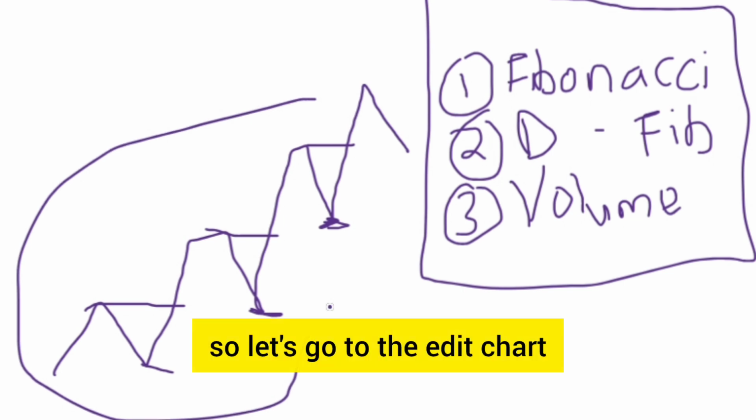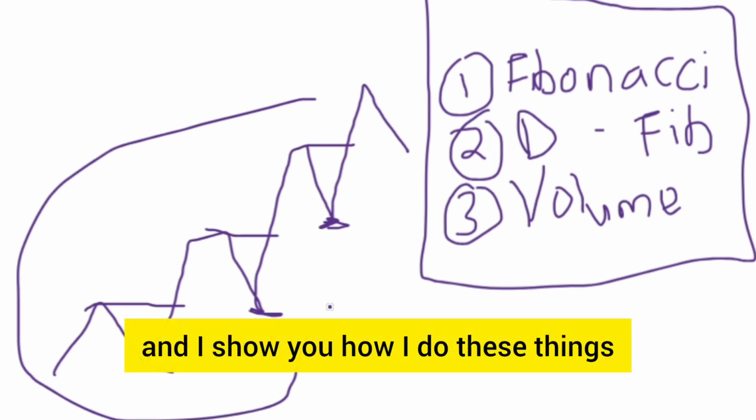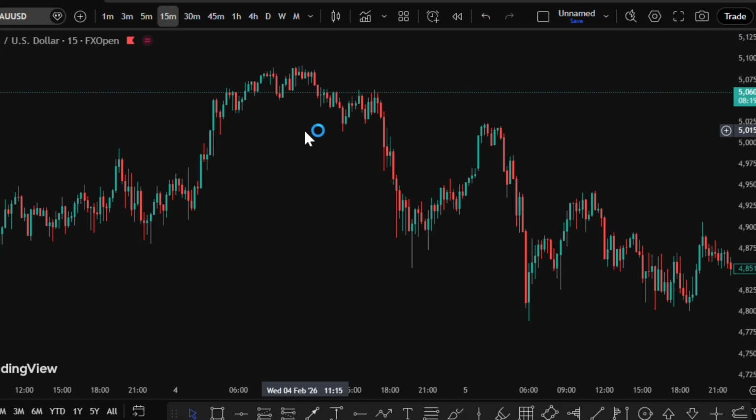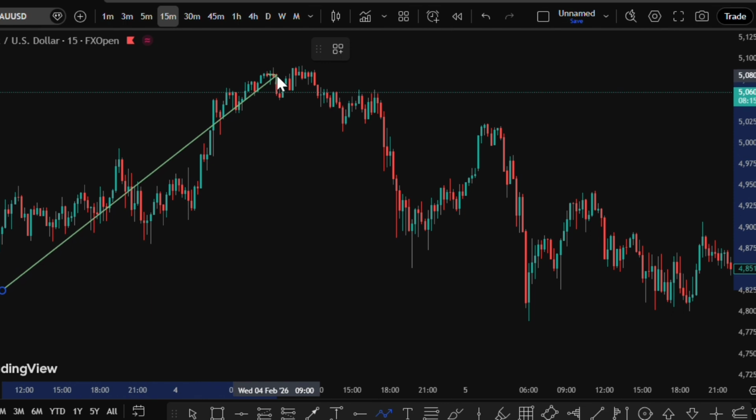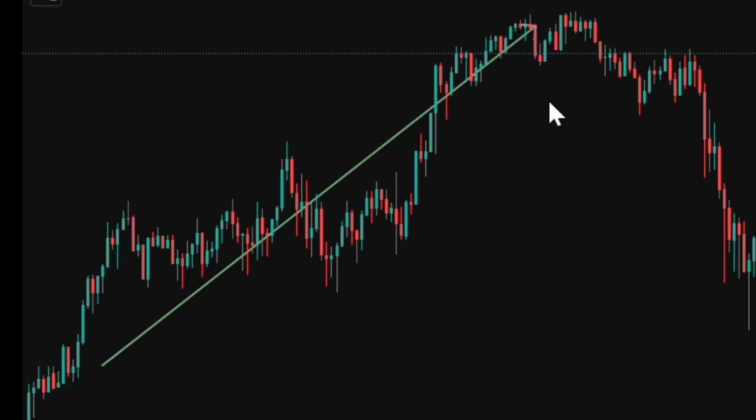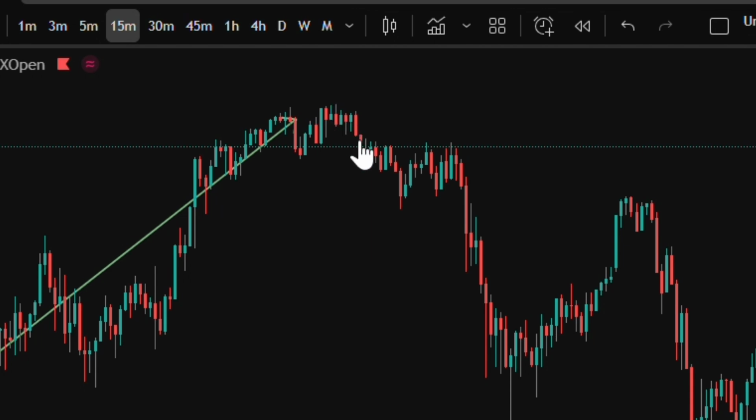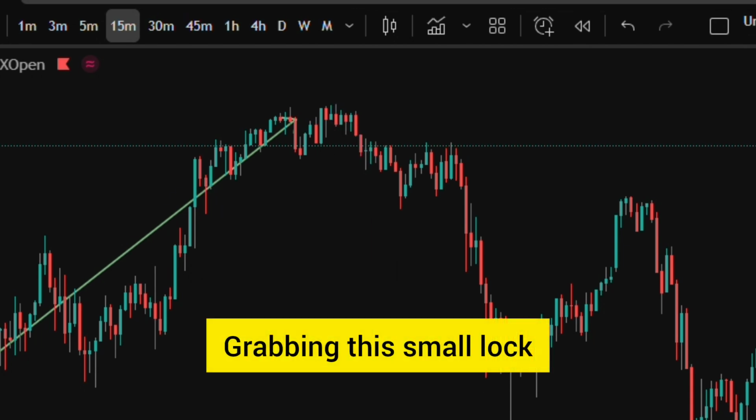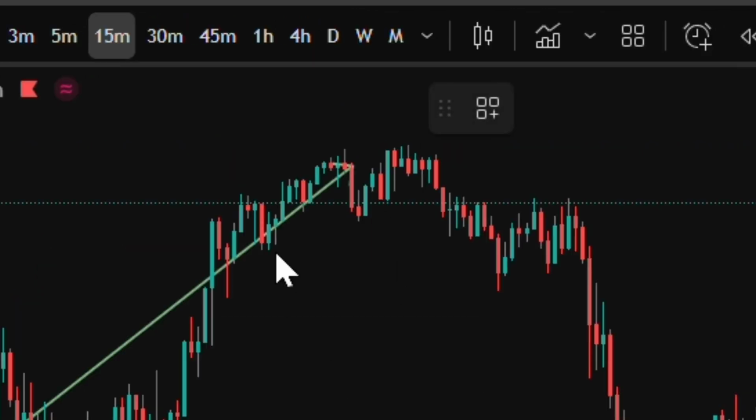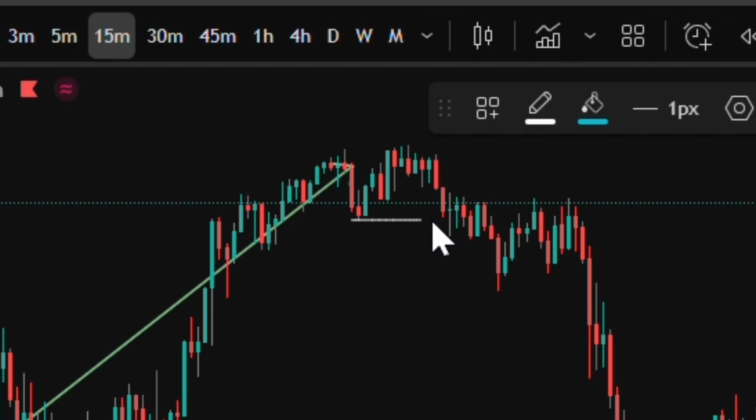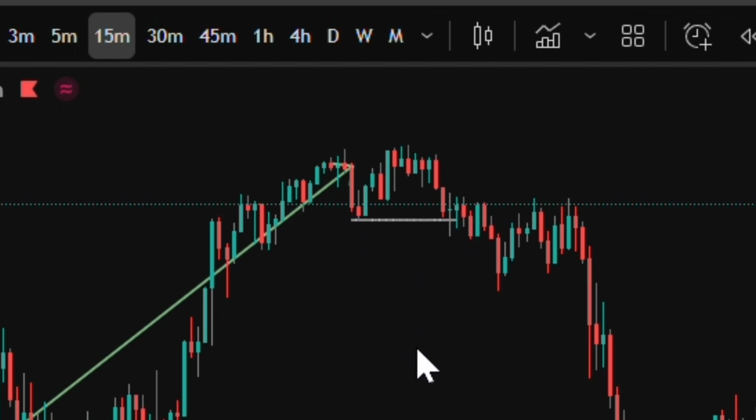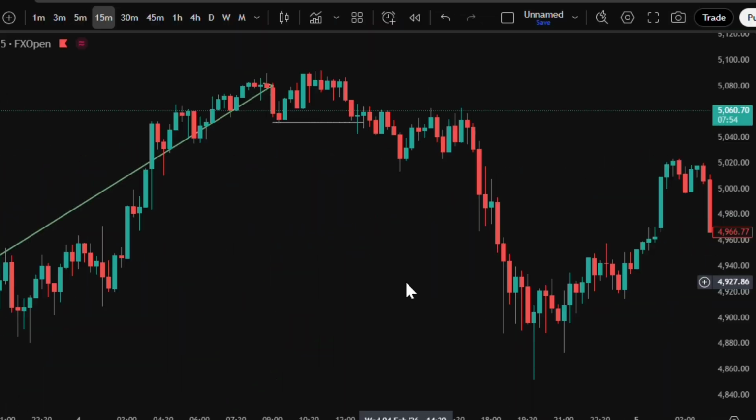So let's go to the chart and I'll show you how I do these things. First example is this one. Price was moving higher. Then all of a sudden the buying pressure decreased. Price made the last high, then continued grabbing this small low around here.